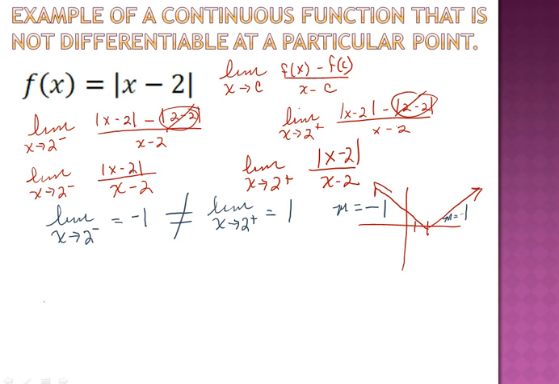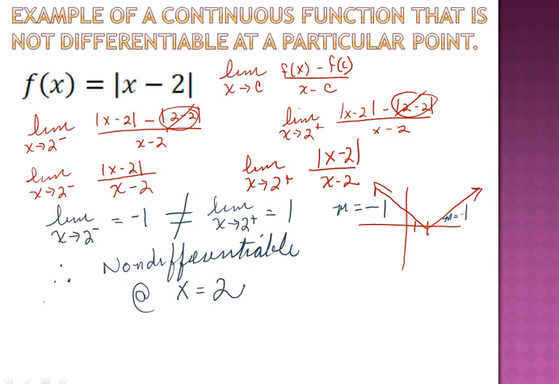Because the two limits do not equal each other, then we say that the function is non-differentiable at x equals 2. And so sharp turns, any function that has a sharp turn where the slope has that drastic change, is not differentiable. So no holes, no gaps, no jumps, no sharp turns for differentiability.